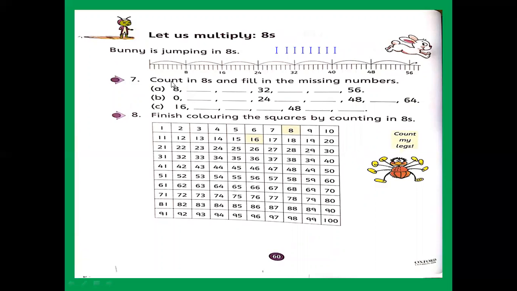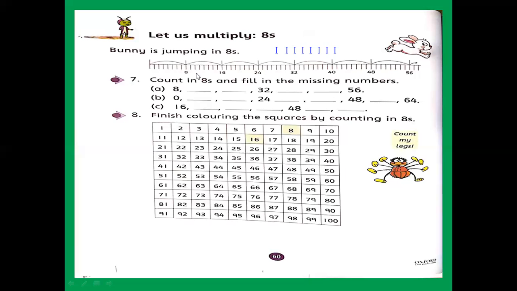Question number 7, and also look at this scale: 1, 2, 3, 4, 5, 6, 7, 8. There are 8 points between 2 numbers. Count in eights and fill in the missing numbers.